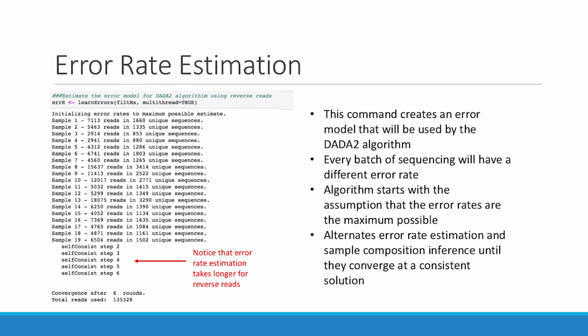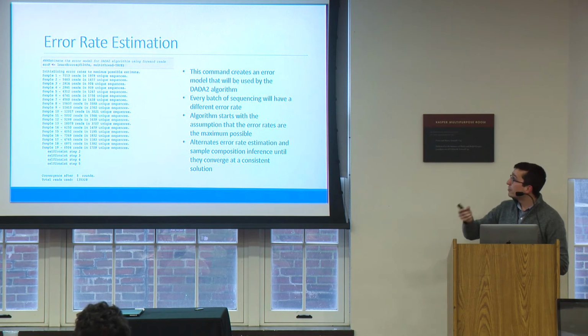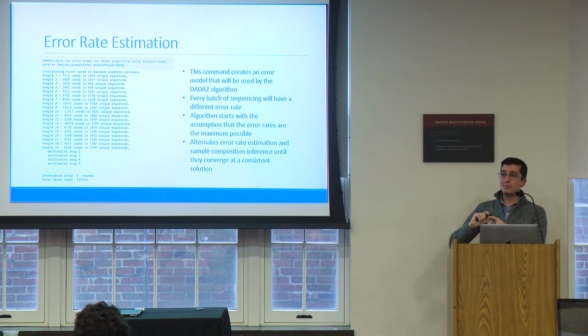What the algorithm does is it has to start from somewhere. So it makes the assumption that you have the maximum possible error rate in your sample, which practically means that it takes your most abundant sequence and assumes that's the only sequence that's actually true and all of the other sequences are caused by errors. For your sake, I hope that's not the case, but it just has to have a starting point. And what this program does is it alternates error rate estimation and inferring the sample composition until it arrives at a solution that makes sense for both of those parameters. So it kind of goes back and forth.